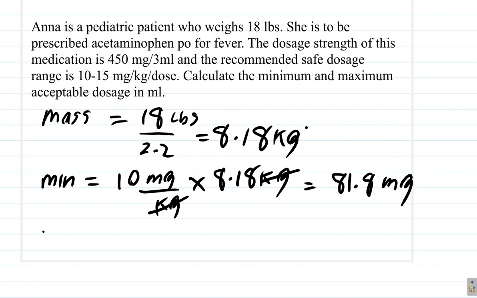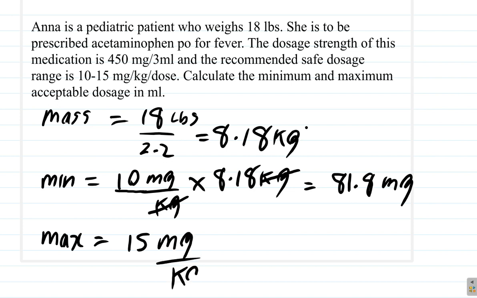Now, the maximum. Note that we haven't done it in milliliters yet. We'll just do it after we find the maximum. At the high end, the maximum dosage will be 15 milligrams per kilogram at each dose, multiplied by her mass of 8.18 kilograms. Kilogram will cancel kilogram.